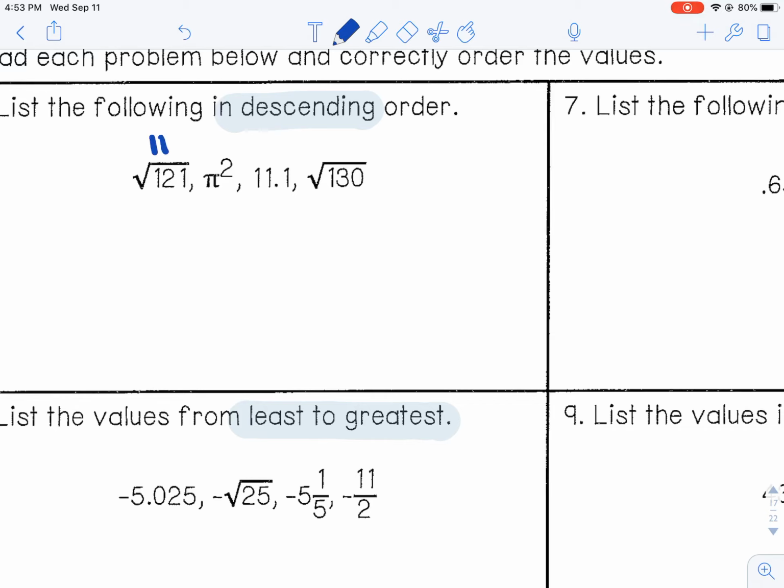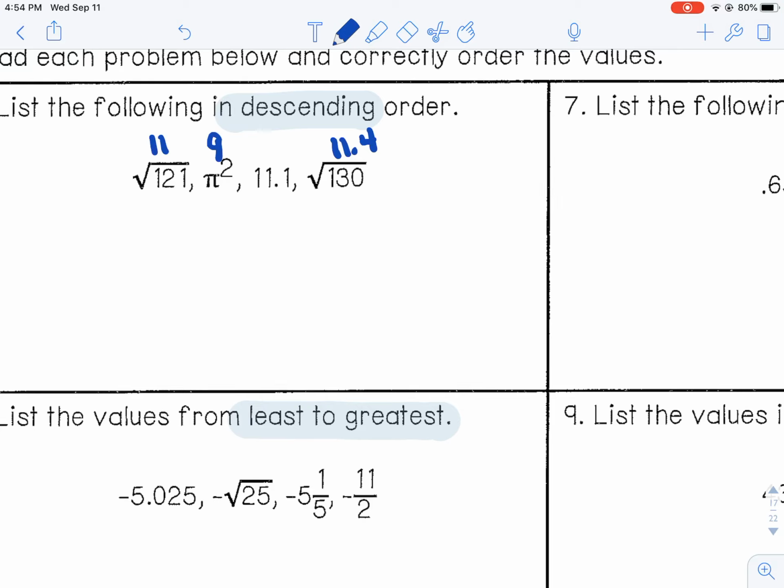Pi squared is 3.14 times 3.14. Again, I can approximate it. 3 times 3 is around 9. Then I have the 11.1 there. And then the square root of 130 is larger than the square root of 121, so I know it's going to be more than 11. And it actually falls in between the square root of 121 and 144. I'm thinking it's very close to the halfway mark. So I'm going to say, I don't know, maybe about 11.3, 11.4. Okay. Either way, I know that that's my greatest number that I have there.